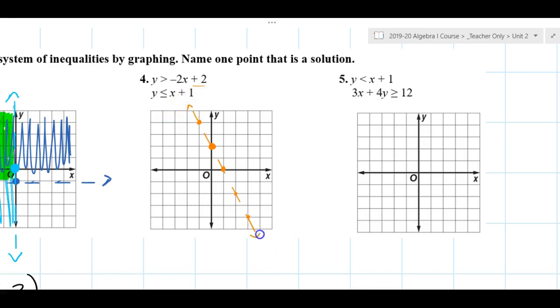And y is greater than this line. So go back to the y-axis before you shade. I need to shade the side that has the bigger y's. The bigger y's are above, so I'm going to shade this side of the line.